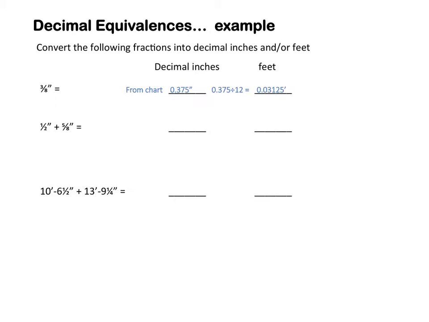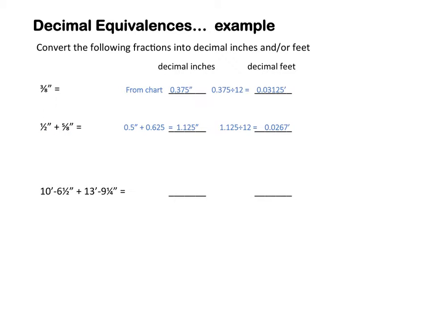Here are some examples. We have 3/8 from the chart, that equals 0.375. Take 0.375 divided by 12 and you get 0.03125 decimal feet.